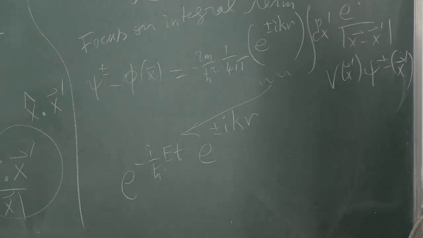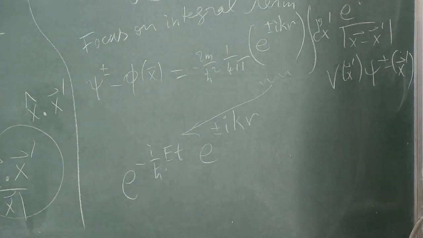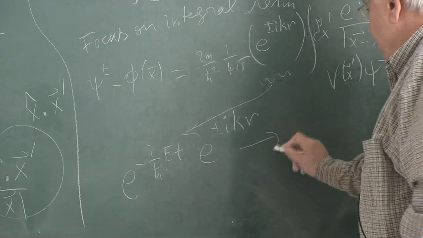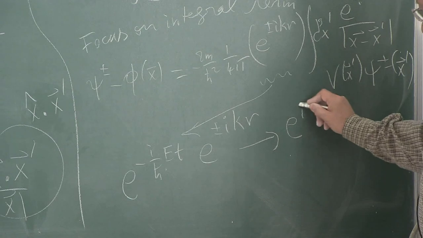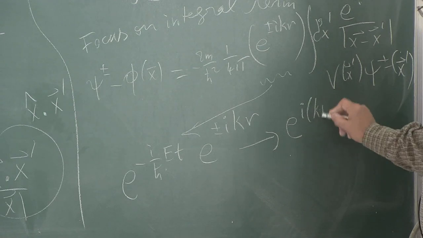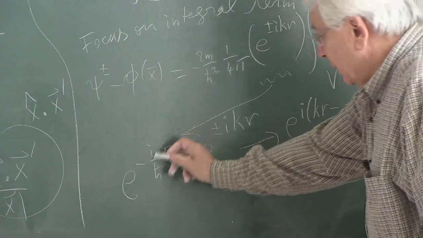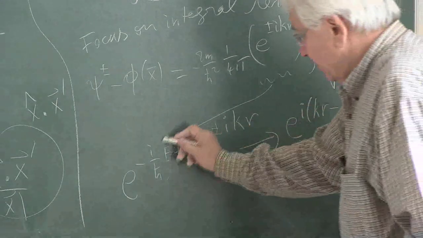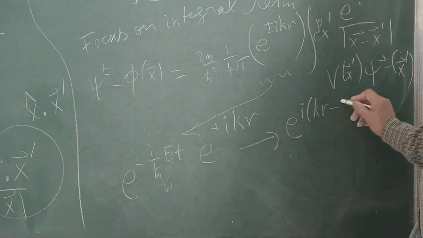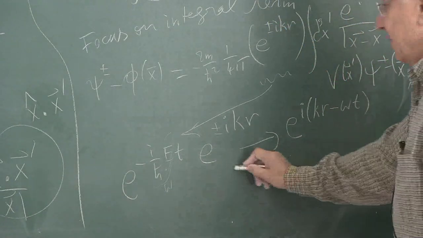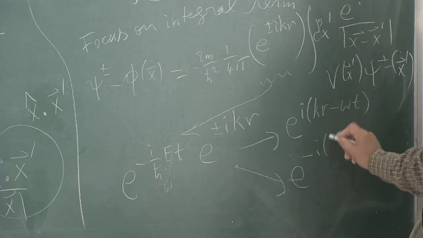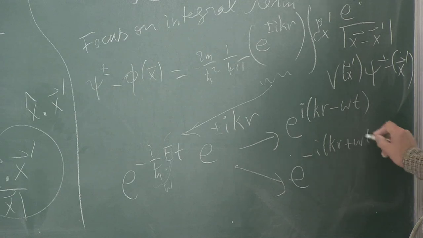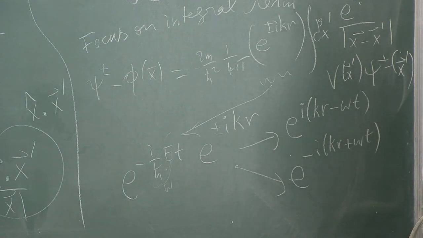This under the integral is the outgoing solution. There are two possible forms of the solution. One solution is e to the i kr minus omega t, writing E over h bar as omega, the frequency. The other is e to the minus i kr plus omega t. So these are the two forms of the outgoing solutions in time.